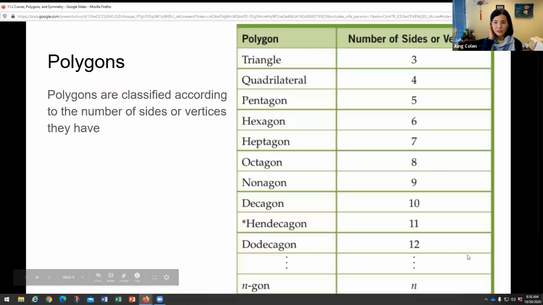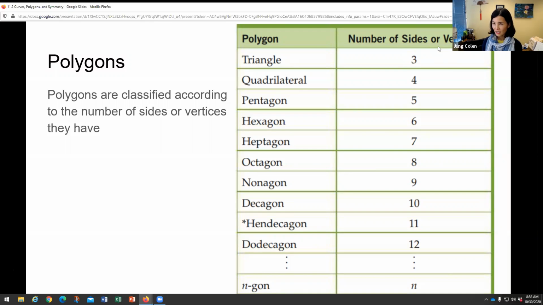Here. Okay, so polygons. Polygons are classified according to the number of sides or vertices they have. We just take a look at some examples, right? We looked at quadrilateral, hexagon, heptagon, and so on. So the names are coming from the number of sides or number of vertices.